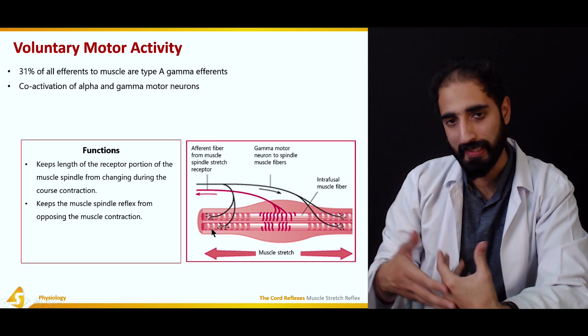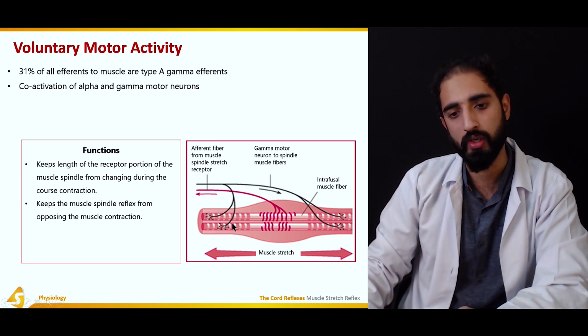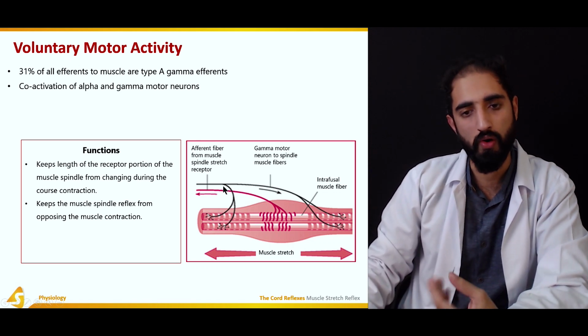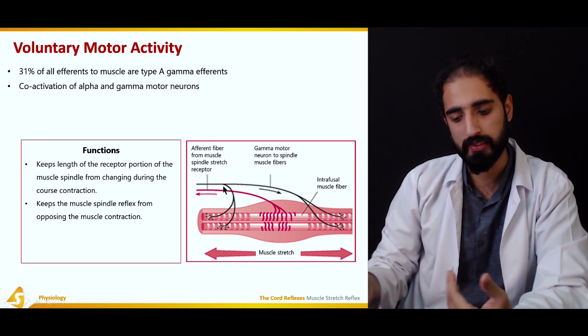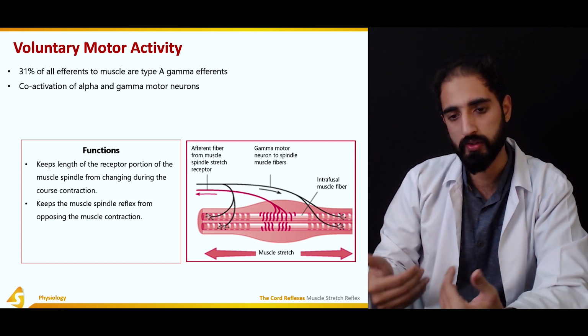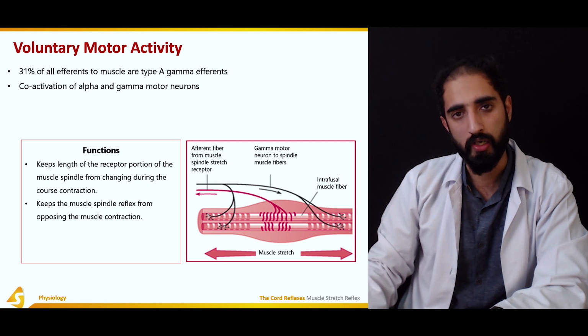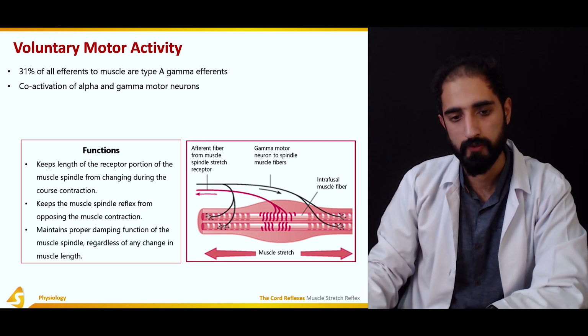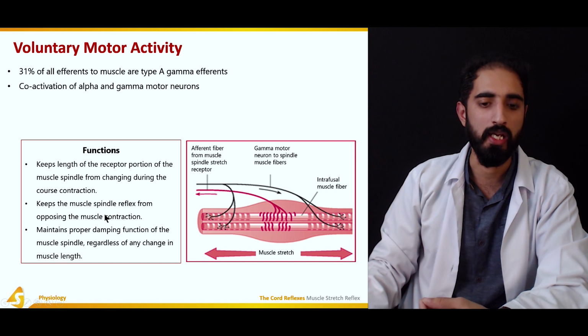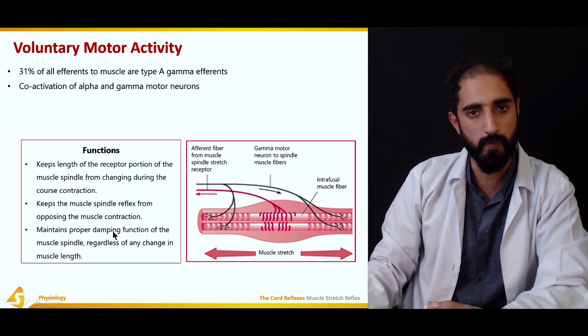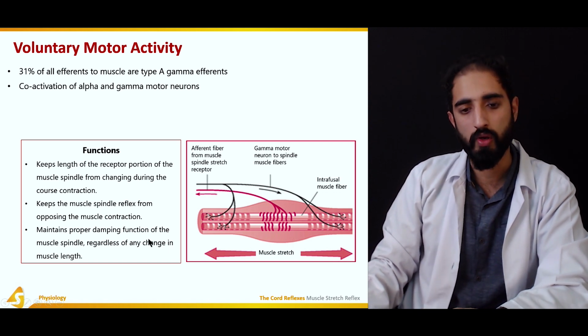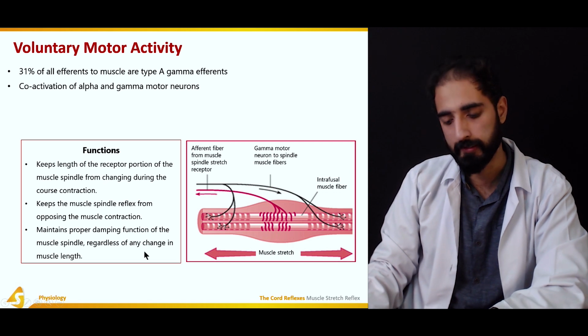This is also important because it keeps the muscle spindle reflex from opposing the muscle contraction. So whenever a lengthening is required, as I already mentioned, there should be inhibition of the gamma efferents and thus decreased contraction, or decreased resting tone, of the contractile part of the intrafusal muscle fibers. And in this way, it maintains the proper damping function of the muscle spindle, so the movement is not jerky, regardless of any change in the muscle length.